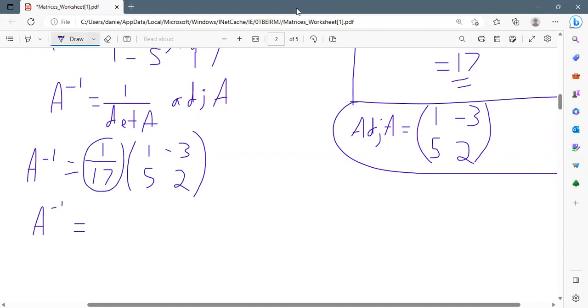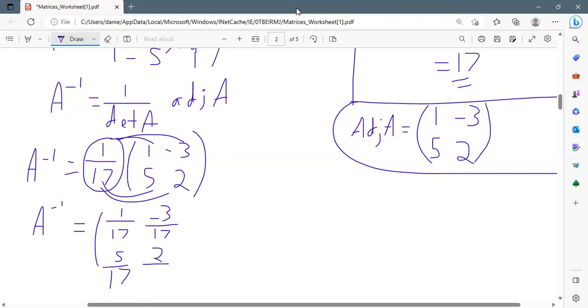It has multiplied the 1 over 17 outside by each term inside the matrix. You're kind of expanding the matrix, if you want to call it that. So 1 by 17 by 1 is 1 over 17. 1 by 17 and 3 is minus 3 over 17. 1 by 17 and 5 is 5 over 17. And 1 by 17 by 2 is 2 over 17. So that is the inverse right here.